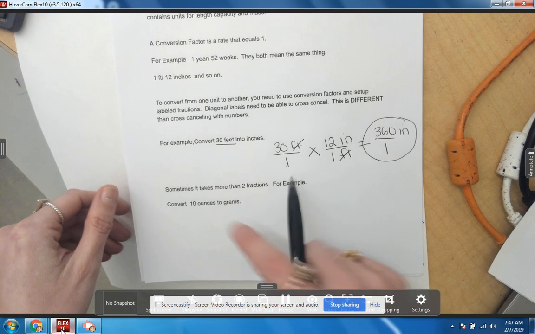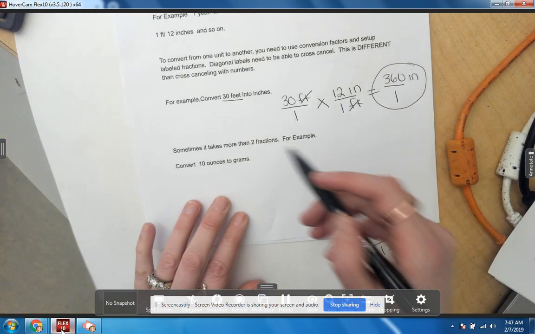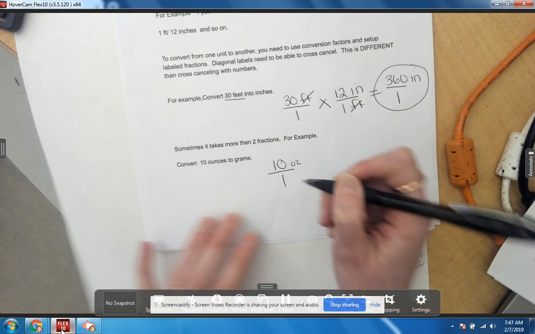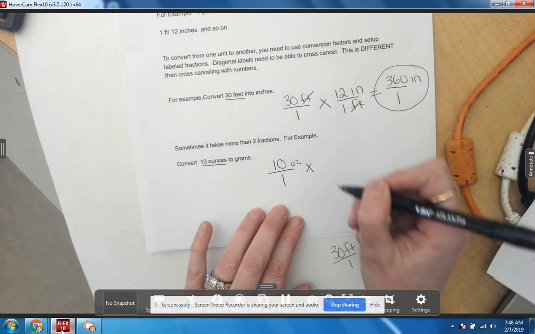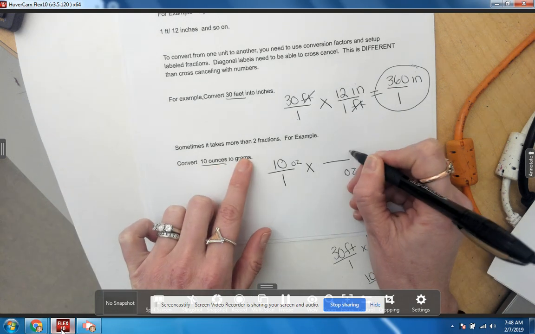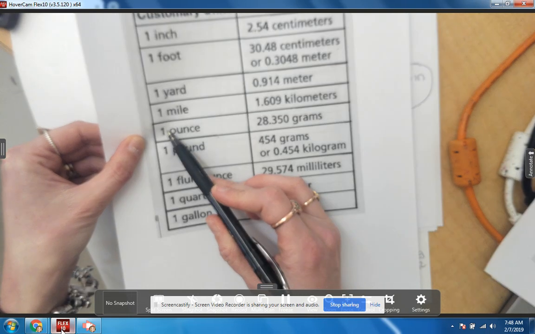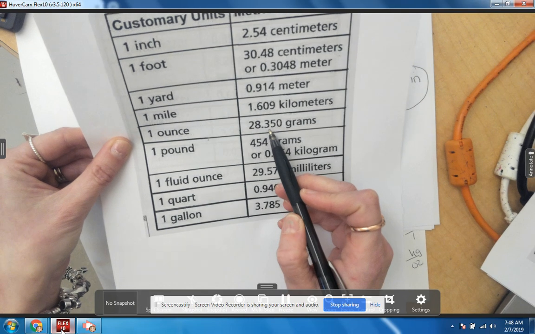This is now converting from our customary, which is ounces, to metric, which is grams. So let's take a look. 10 ounces, I'm going to write as 10 ounces over 1. The first thing they give you, you write as a fraction over 1. You're multiplying it by the conversion. Since we want to get rid of ounces, that label goes on the bottom. Since we want grams, that label goes on the top. Now you look at your conversion chart for one that says grams and ounces. That happens to be right here. 1 ounce, so I'll put a 1 next to ounce, equals 28.350 grams.